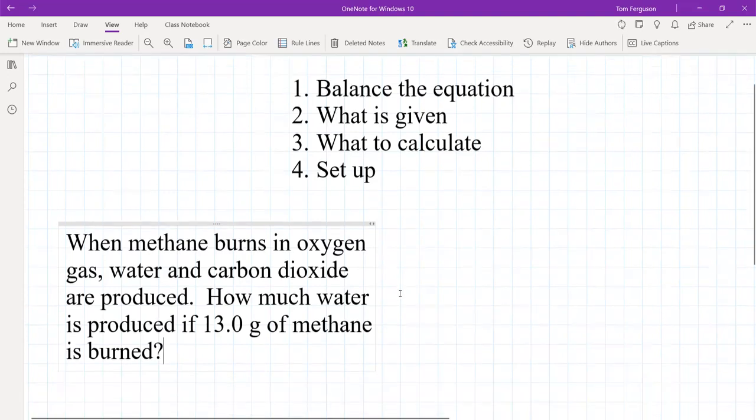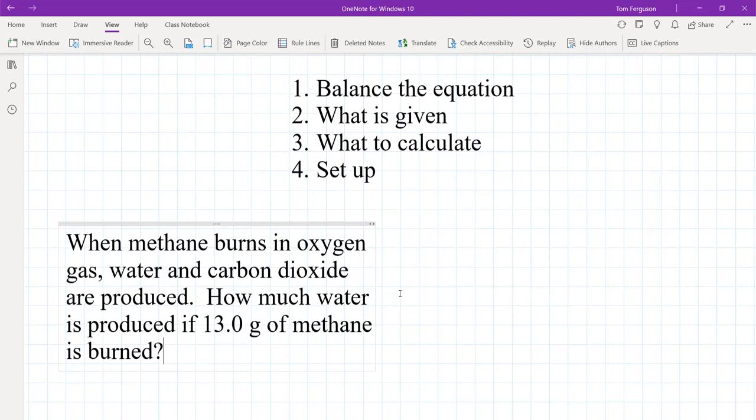Okay, when methane burns in oxygen, water and carbon dioxide are produced. So how much water is produced if you burn 13 grams of methane?